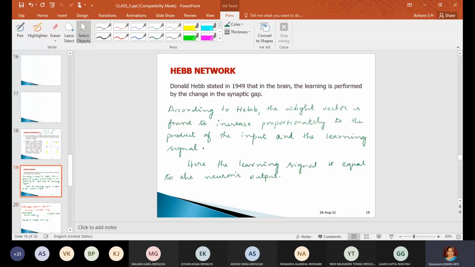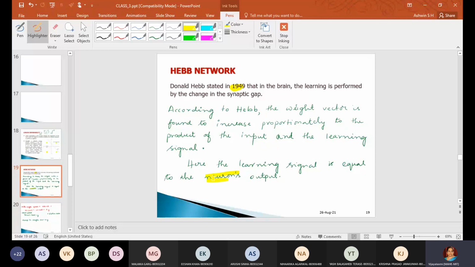Now next comes the Hebb network. You might have heard this is a very famous network in neural networks. It was stated by Donald Hebb in 1949 that in the brain, learning is performed by the change in the synaptic gap. Bringing the same concept to an artificial neural network, the weight vector is found to increase proportionately to the product of the input and the learning signal.